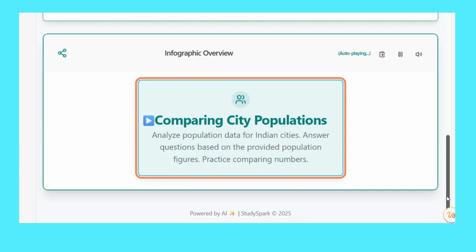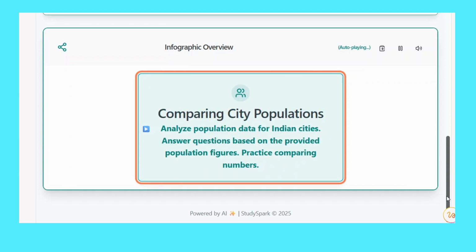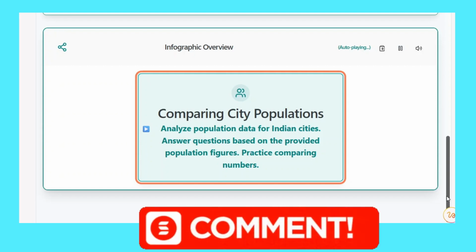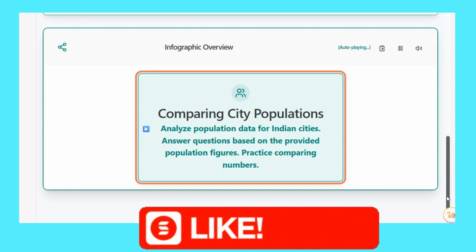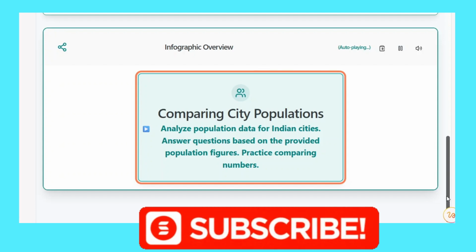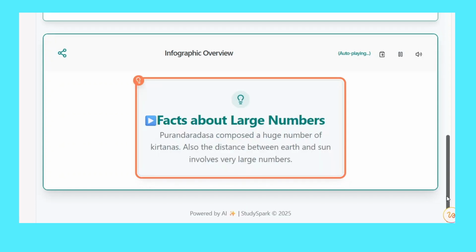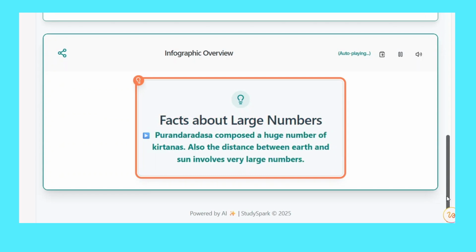Comparing city populations. Analyze population data for Indian cities. Answer questions based on the provided population figures. Practice comparing numbers. Facts about large numbers. Purandaradasa composed a huge number of kirtanas. Also, the distance between Earth and Sun involves very large numbers.